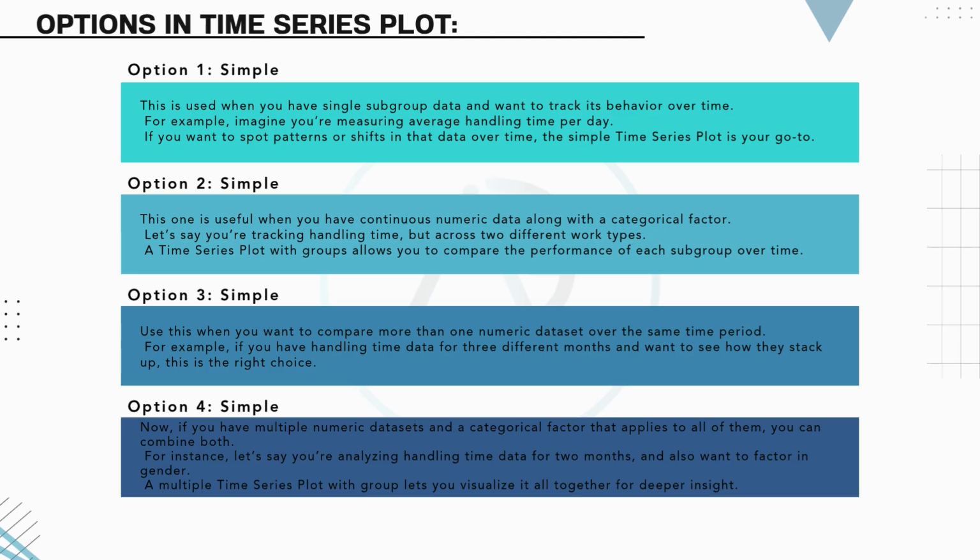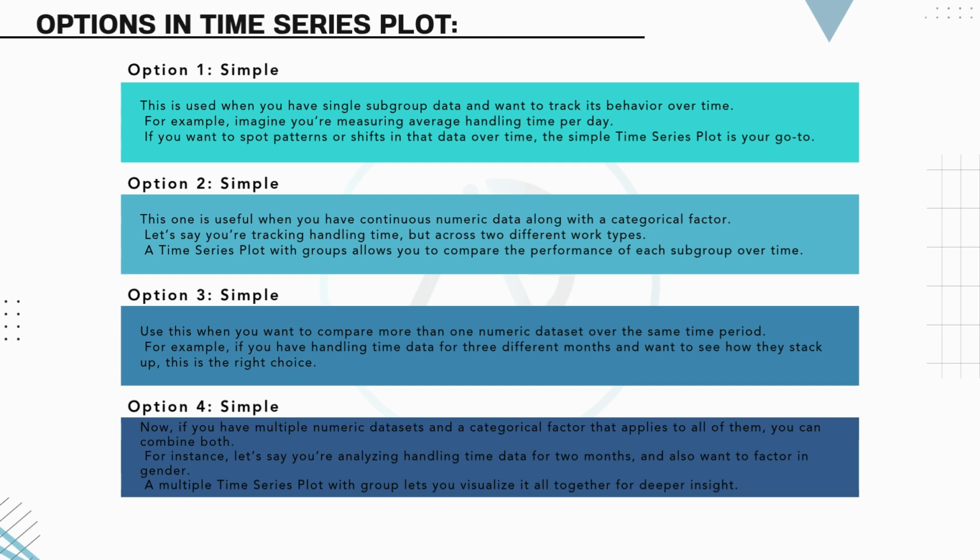Option 2. Simple with groups. Use this when your numeric data is paired with a categorical factor. For example, handling time split across different work types. This lets you compare how subgroups perform over time, helping you isolate variation between categories.